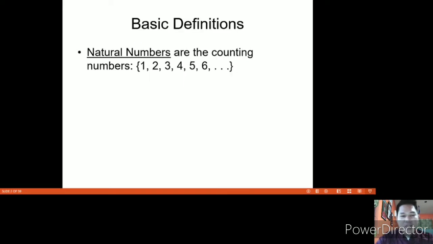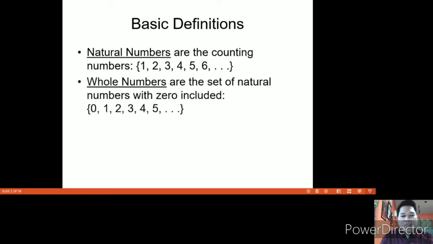Some basic definitions. So first we have natural numbers, which are the counting numbers. Examples, we have 1, 2, 3, 4, 5, 6. So those numbers are counting numbers or natural numbers. How about whole numbers? Whole numbers are the set of natural numbers with 0 included. So meaning from counting numbers or natural numbers, we are going to add only 0. So we start 0, 1, 2, 3, 4, 5, and so on.